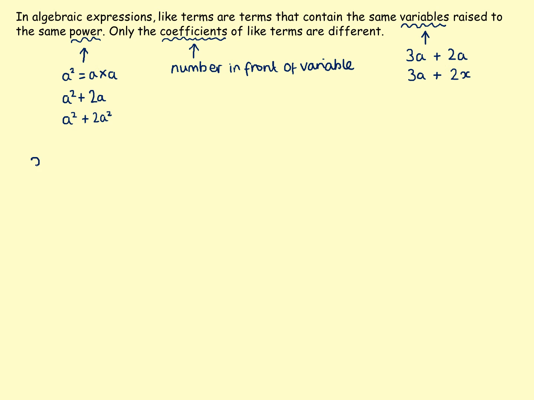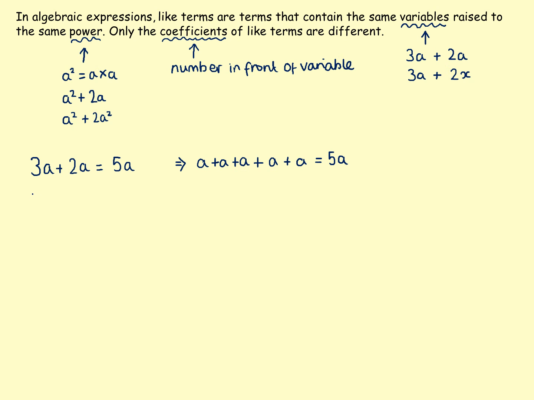Well, we'll start with 3a plus 2a because it's a nice easy example. So 3a plus 2a, well, we've got 3 of them there, 2 of them there, so altogether we're going to have 5 a's. And if you want to know why this is, think about what 3a means. 3a means a plus a plus a. 2a means a plus a. So altogether we've got 1, 2, 3, 4, 5 a's. So there we go.